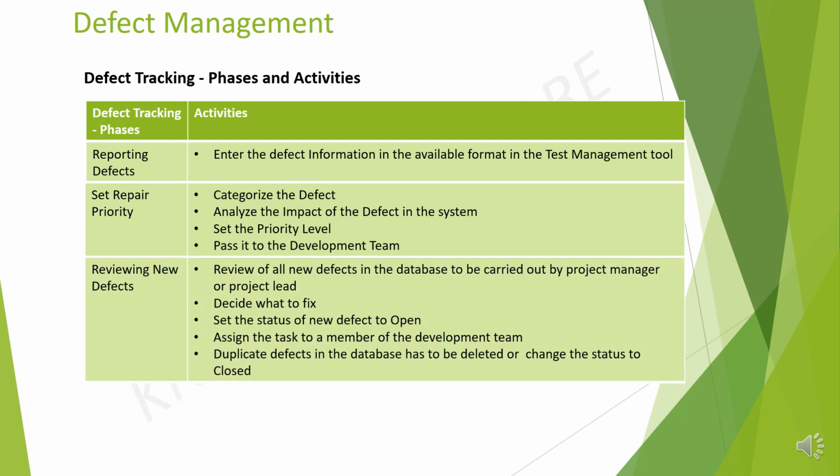Next in the defect tracking phase is reviewing new defects. The activities to be performed during review of new defects are review of all new defects in the database to be carried out by the project manager or project lead. Then they will decide what to fix. Then they will set the status of the new defect to open. Then assign the task to a member of the development team. And the duplicate defects in the database have to be deleted or their status changed to closed.